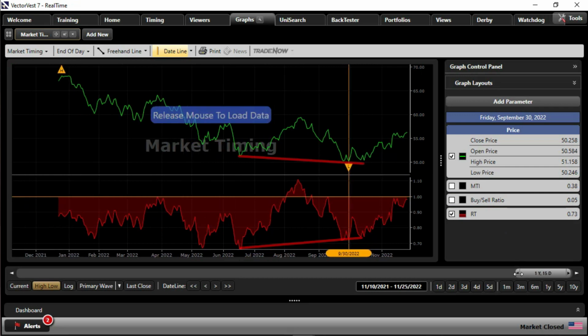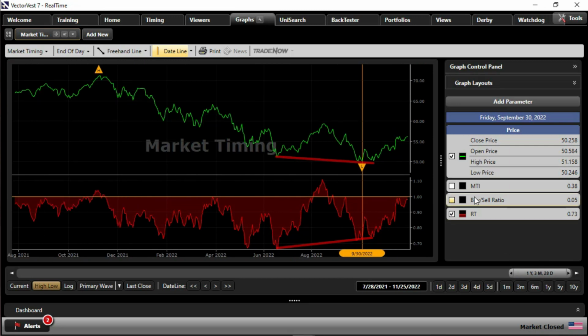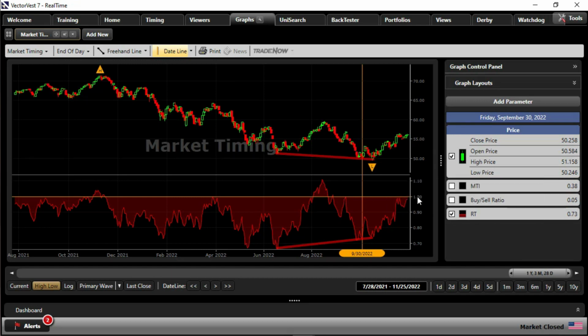If I pull us out a little bit further, we can see that same phenomenon. Let me change our price back to candlesticks.